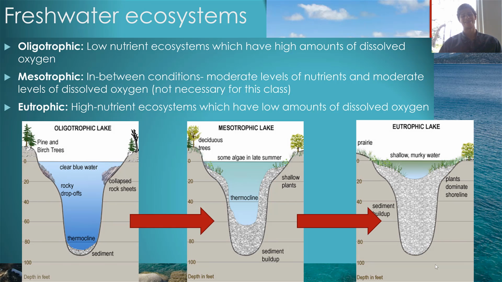Speaking of biological activity, there are also different classifications of freshwater ecosystems based on how much biologic activity they have and normally how many nutrients that ecosystem has. And this ranges from oligotrophic all the way up to eutrophic.